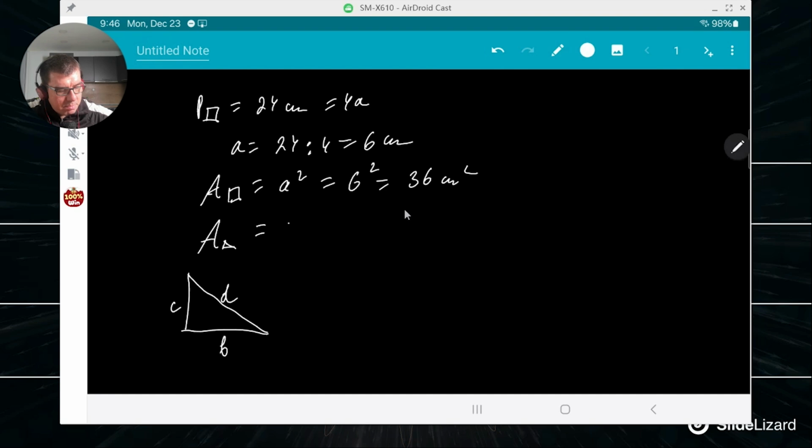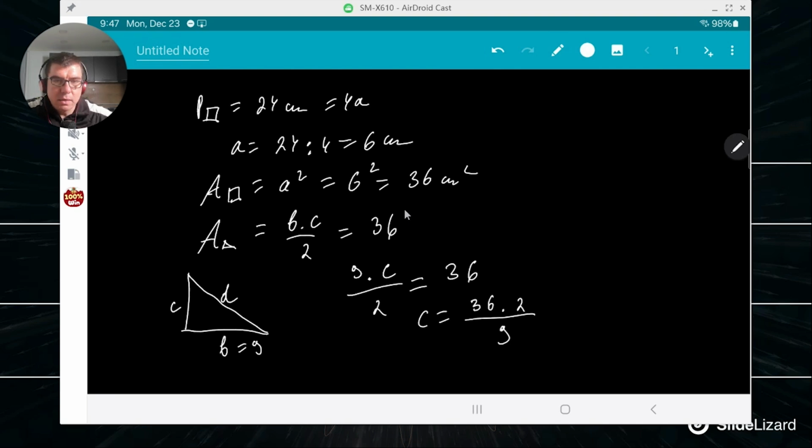So the area would be then B times C over 2, and one of the sides, let's say the side B, would be 9 according to our problem. So this will equal 36, so we have 9 times C over 2 equals 36. C equals 36 times 2 over 9. If I reduce 36 with 9, I get 4. 4 times 2 is 8 centimeters. And that's the answer.